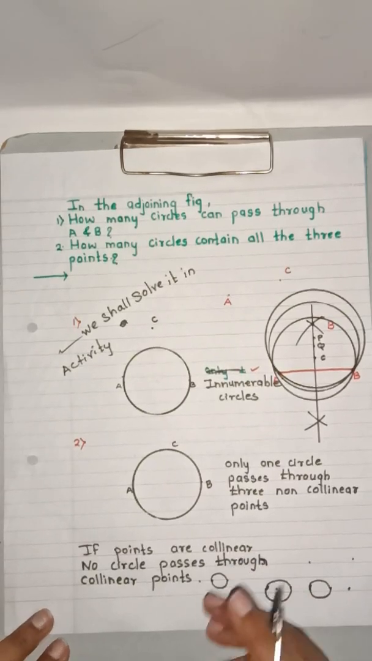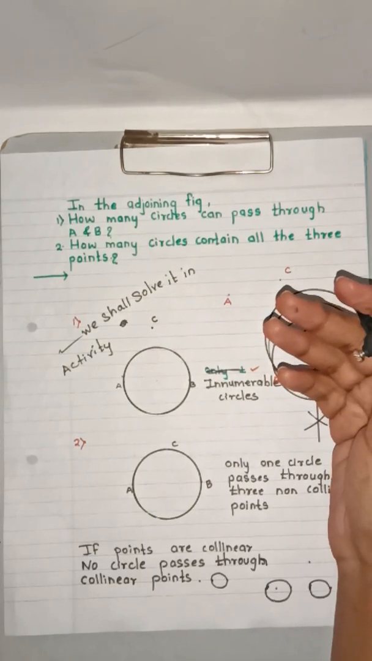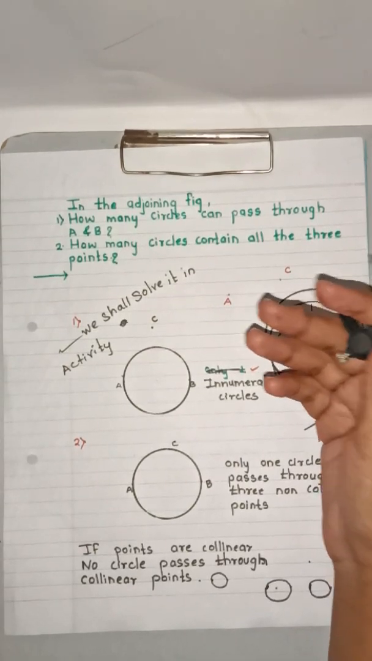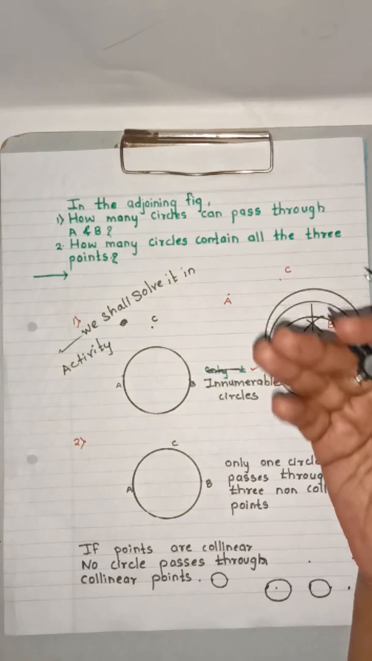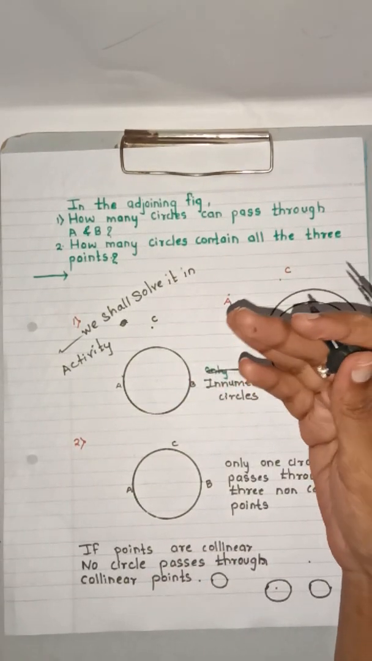In the next session we shall see the 3 activities. Along with that we are going to study what a tangent is, what a secant is, and also the theorems based on them. So let us meet in the next session.